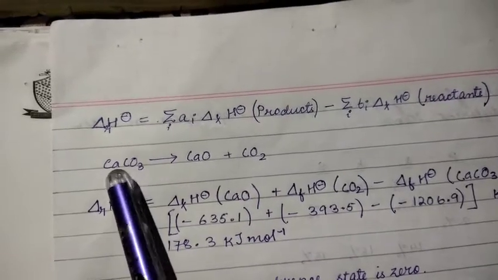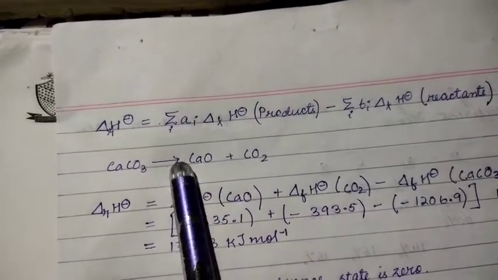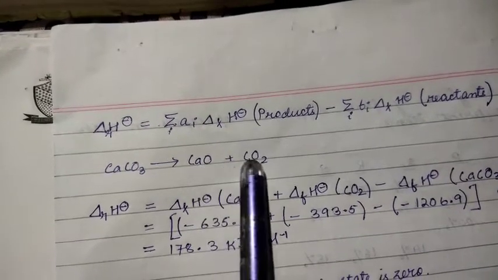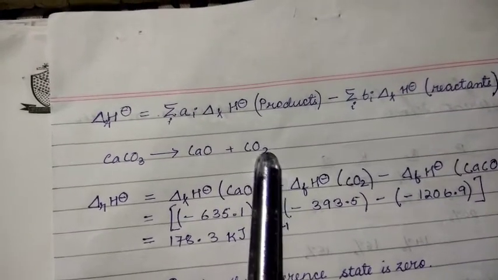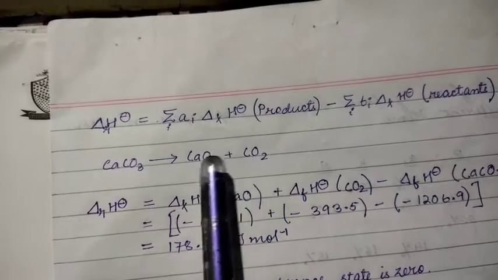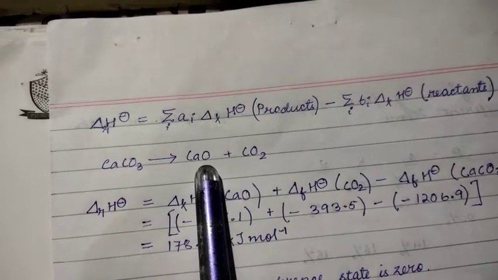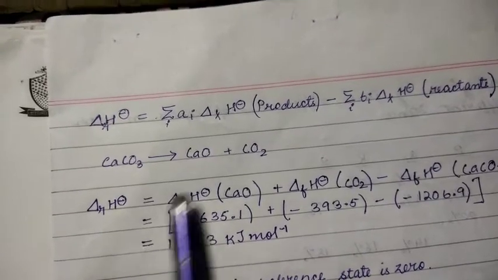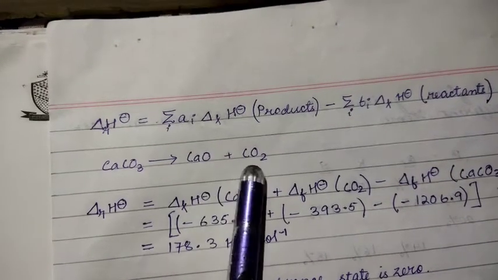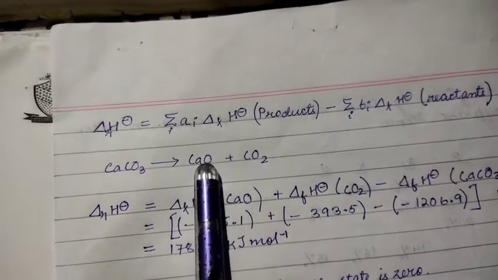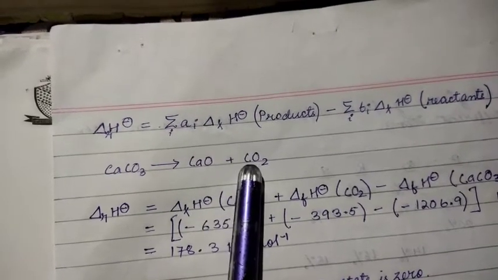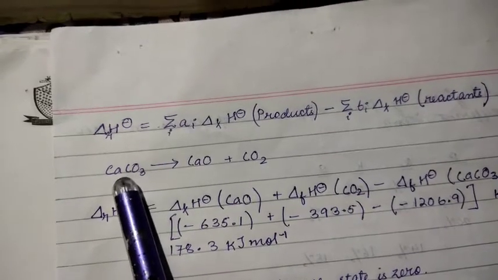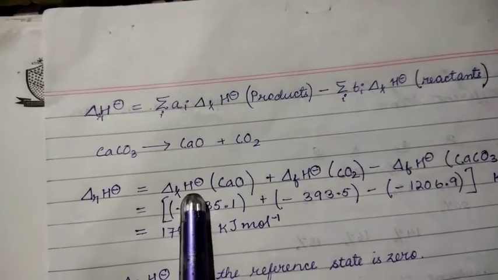For example, we will take calcium carbonate, which is decomposed, meaning broken down, to calcium oxide plus carbon dioxide. Here carbon dioxide and calcium oxide are the products and calcium carbonate is the reactant. This means that we have to sum up the enthalpy of the calcium oxide and carbon dioxide. From that we have to subtract the enthalpy of the calcium carbonate.